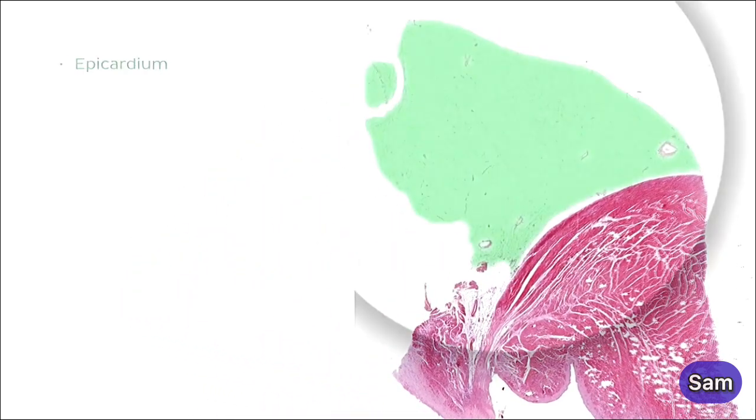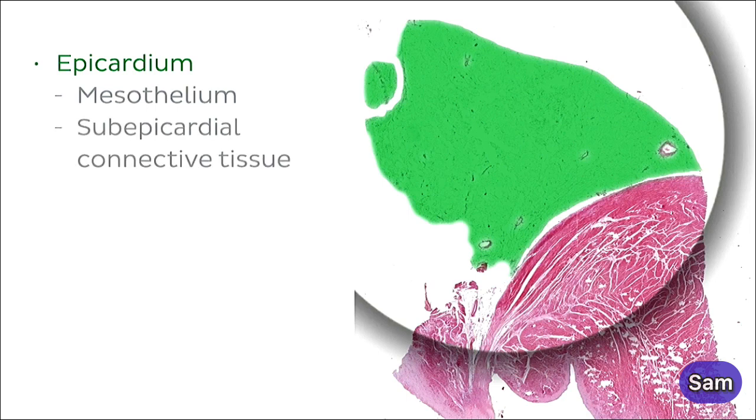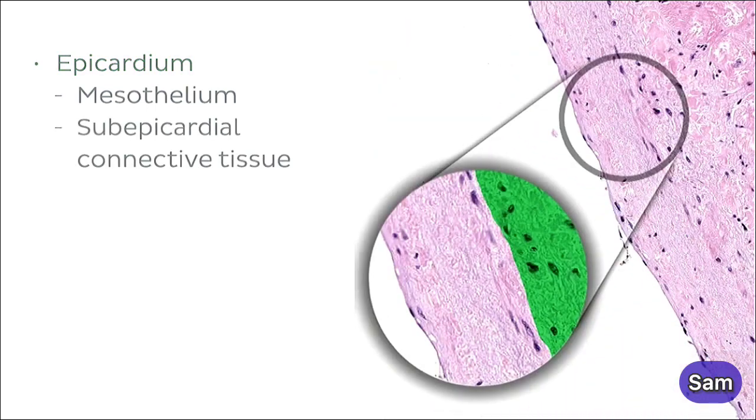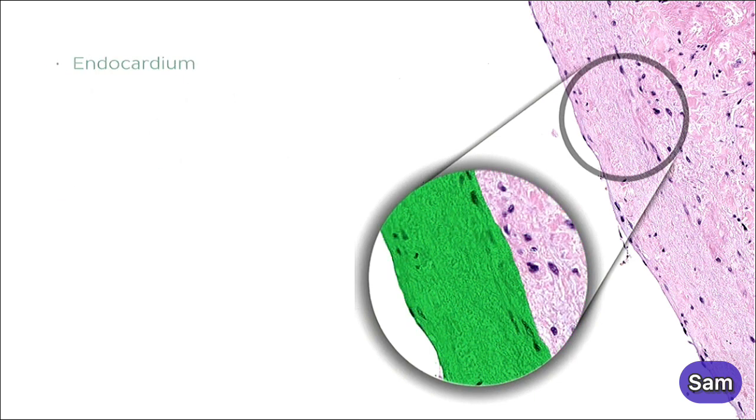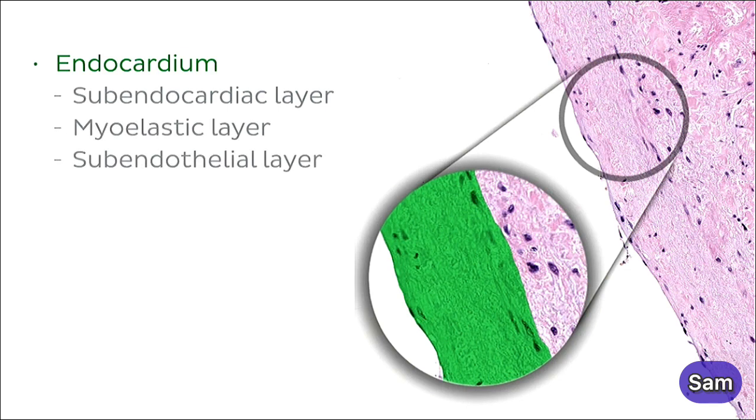We'll start with the epicardium, and within the epicardium, we'll look at the mesothelium and subepicardial connective tissue. We'll then move internally to the myocardium and have a look at the cardiac muscle within it. Next, we'll look at the innermost layer, the endocardium, which is composed of 4 layers itself. And from external to internal, they are the subendocardial layer, the myoelastic layer, the subendothelial layer, and finally, the endocardiac endothelium. So let's get started.